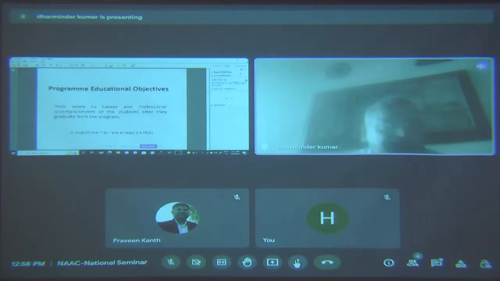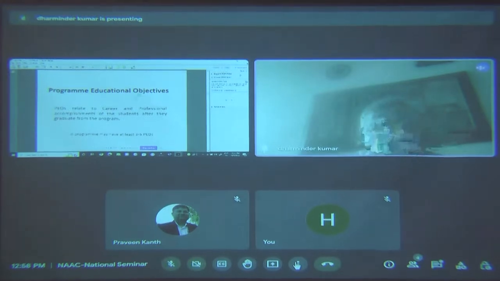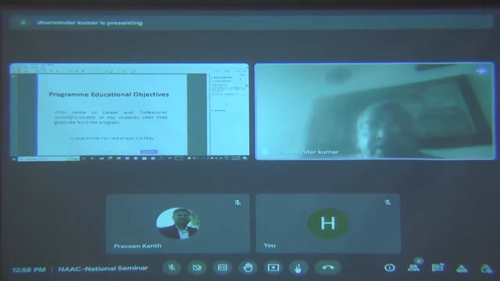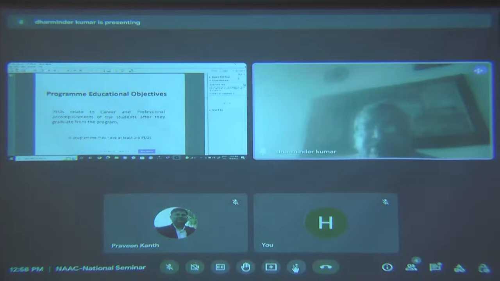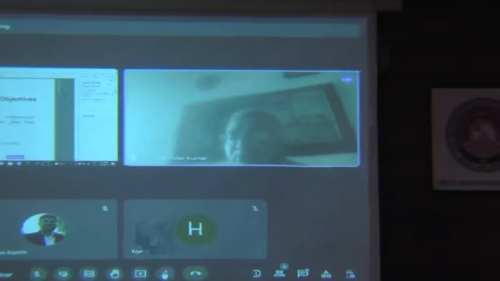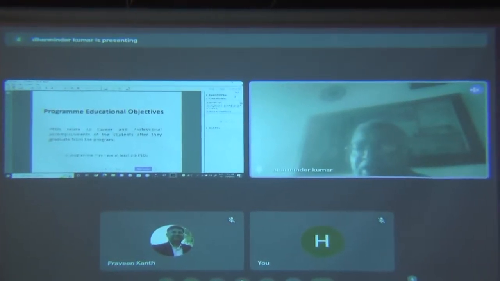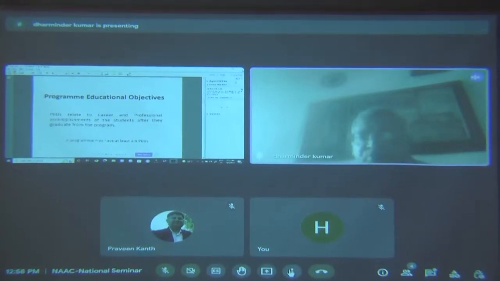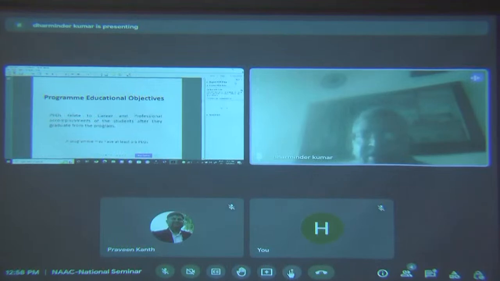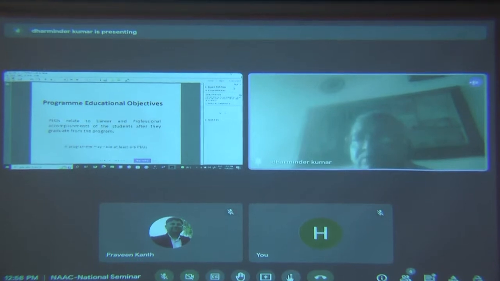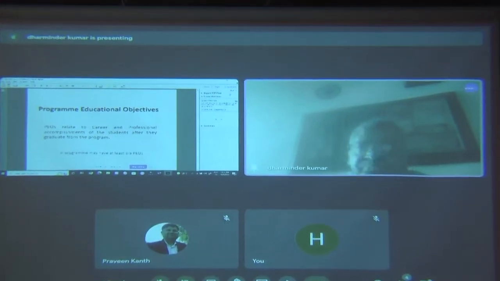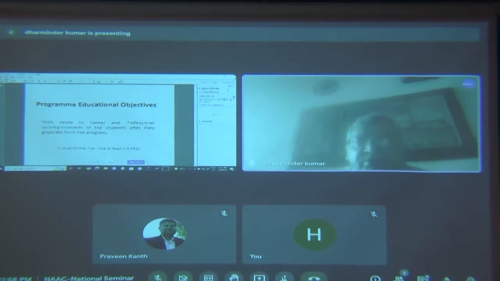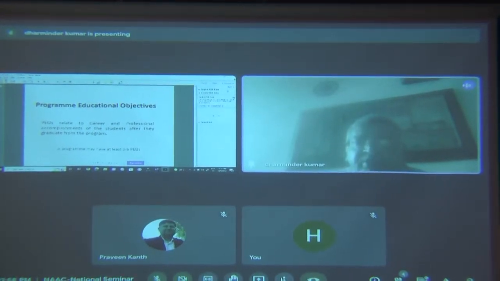Normally, as a definition, PEOs relate to the career and professional accomplishments of the students after they graduate from the program. So normally PEOs are attained only after 4, 5 or 6 years. Because your BTech program is a 4-year program, it is not possible that they are attained during the 4 years. They will be attained only after 4 plus 2 or 1 years. And normally, as per the bodies, every program must have 3 to 5 PEOs.